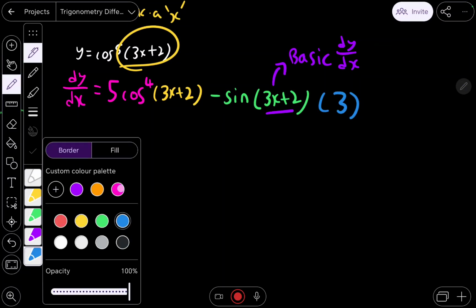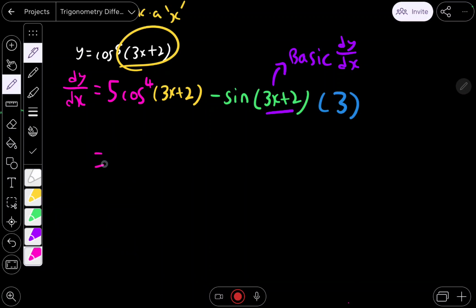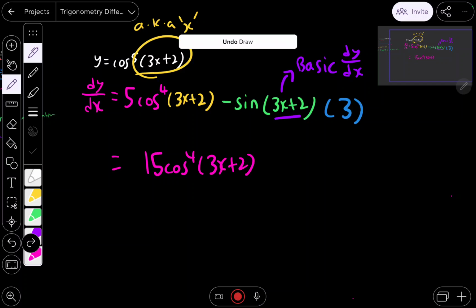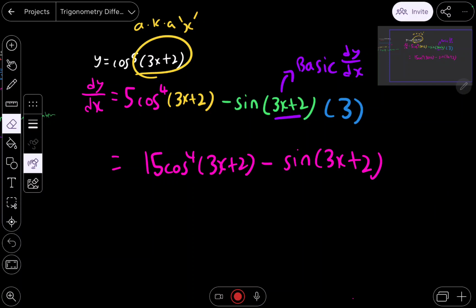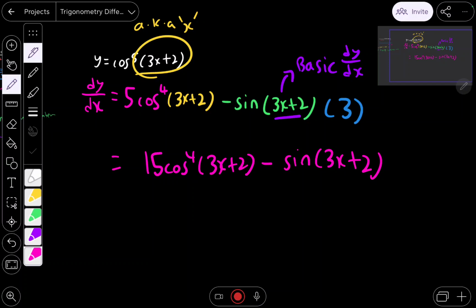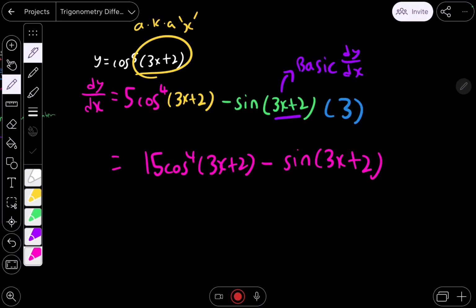So how I will present my answer is, I'll first write my 15 here. 15. Okay, I'll write cosine 4 bracket 3x plus 2 and then minus sine bracket 3x plus 2. But if you ask me, I leave in this answer, I will find it a bit funny. Okay, but honestly, if I'm the marker, I will accept this answer. But some markers, they like to be a bit more strict. So they want you to put your negative in front over here.